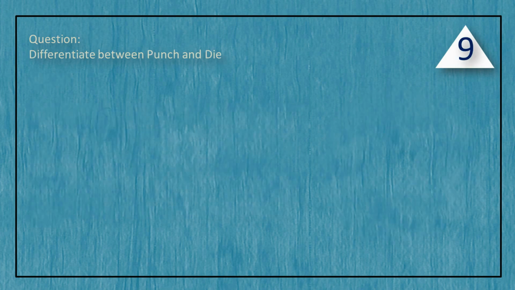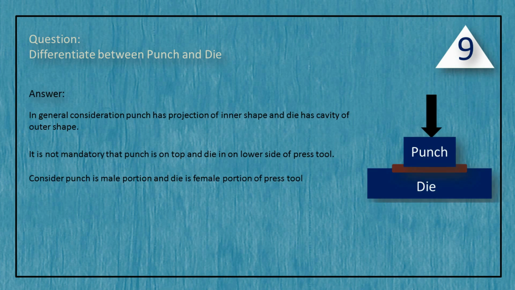Question. Differentiate between punch and die. Answer. In general consideration, punch has a projection of inner shape and die has a cavity of outer shape. It is not mandatory that the punch is on top and the die on the lower side of the press tool. Consider punch as the male portion and die as the female portion of the press tool.